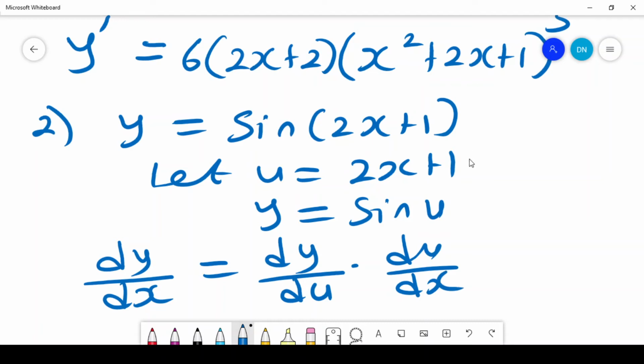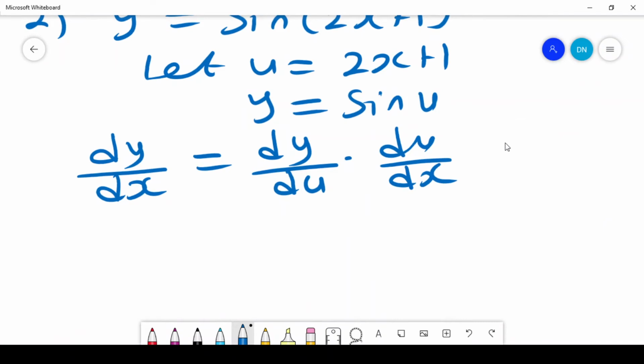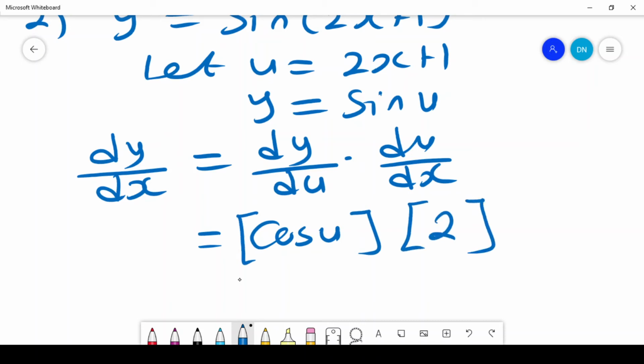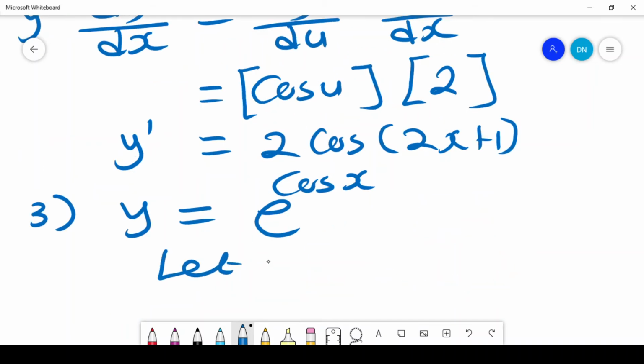That's it. So dy du, the derivative of sine is cos. So it will be the cos of u for the first part, and the second part will be 2. So the first derivative, which is dy dx, the y prime, will be equal to 2 cos of 2x plus 1.